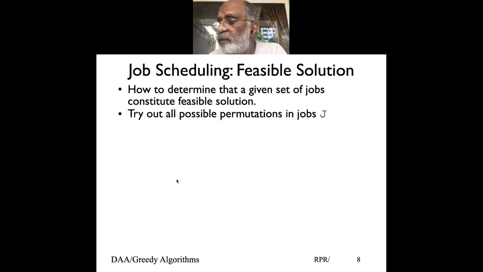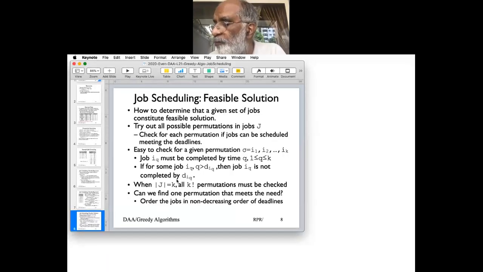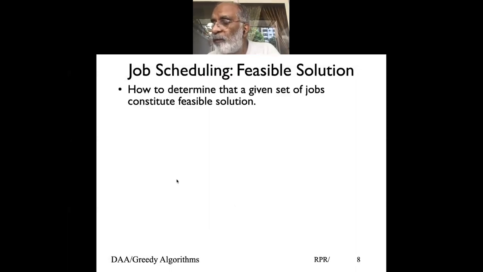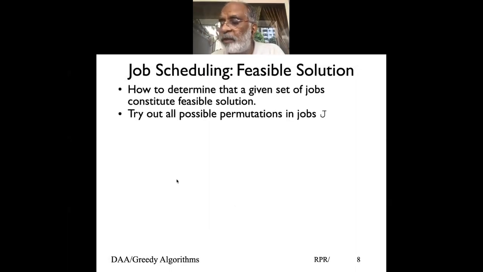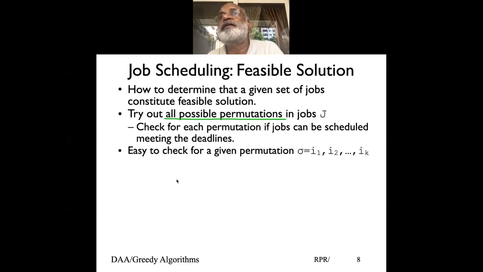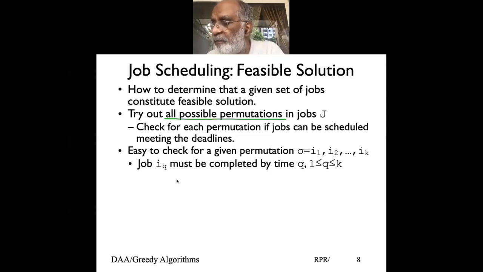So essentially, let's say I have a job set. From a given job set, how do I determine whether it's feasible or not? We cannot try all possible permutations, because that is n factorial, and that will take too much time. So certainly it is feasible, but not practical. So essentially what we need to look at is, can you find a permutation which meets the requirement? But given a permutation, how much time does it take to check?